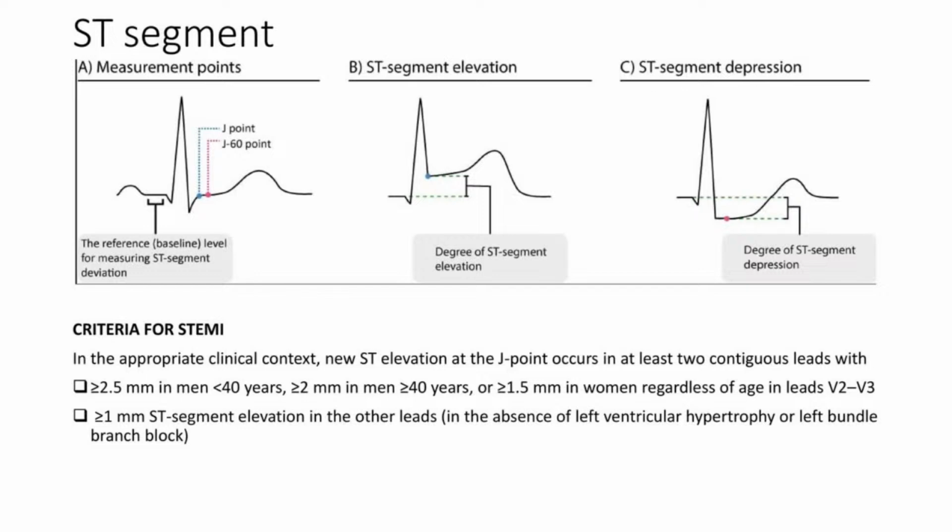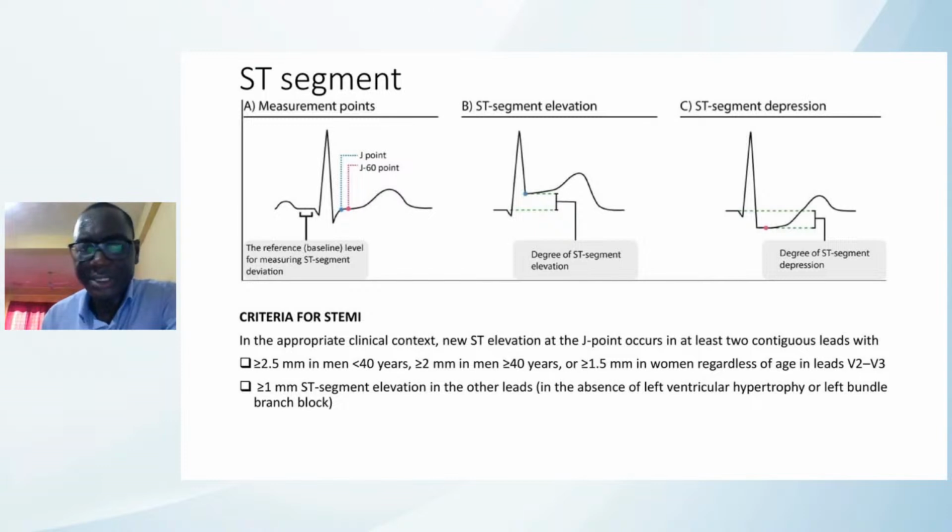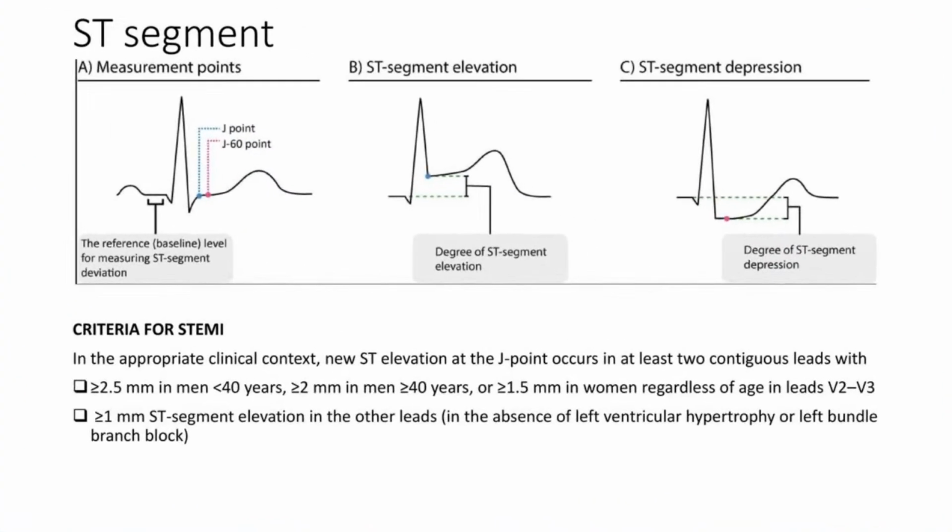Now, analysis of the ST segment is also another very important part of ECG reading, because often we diagnose ischemia based on the behavior of the ST-T segment. For diagnosis of STEMI, we measure our ST segment at the J point. The J point is the point where the QRS complex and the ST segment meet. So the end of the S wave and the beginning of the ST segment. That's the J point.